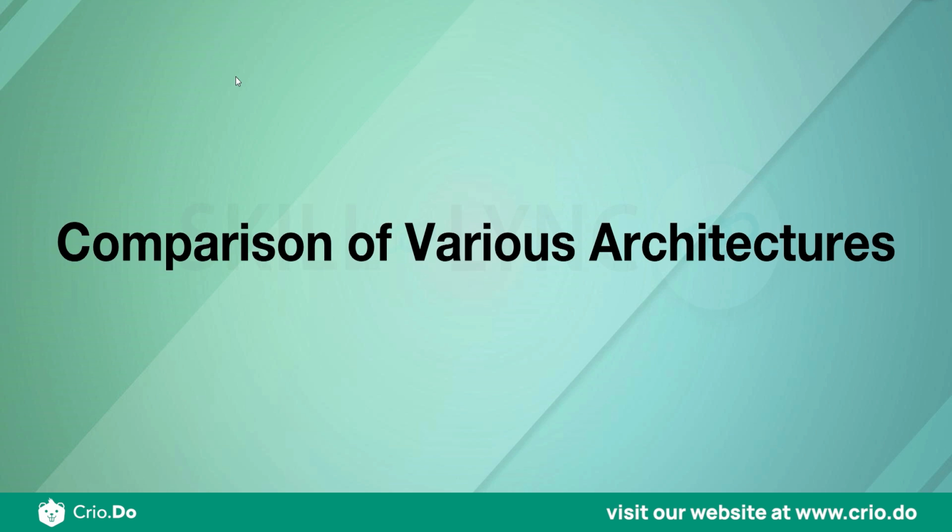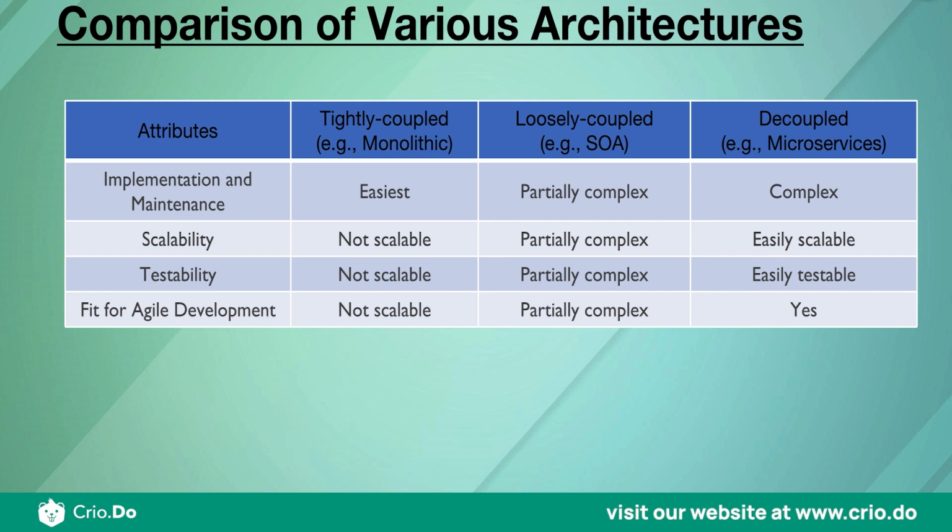In this session, we'll continue with our discussion of the comparison of various architectures that we have seen so far. As we saw, there are three types of architectures. One was tightly coupled, the second was loosely coupled, and the third was decoupled. We also saw how they are architected and what the various parameters are by which we design them. Now let's try to understand how they compare with one another.